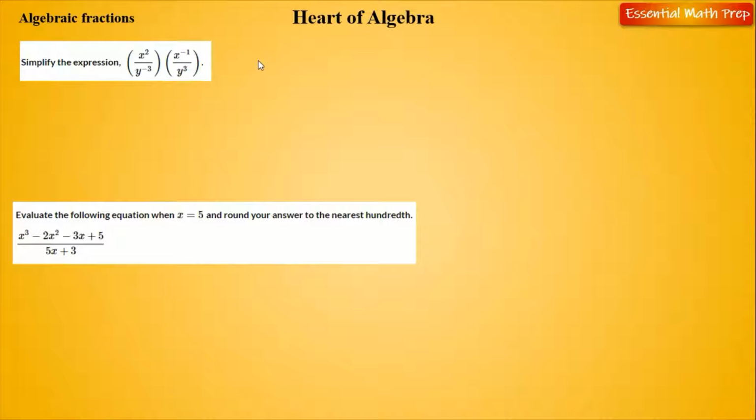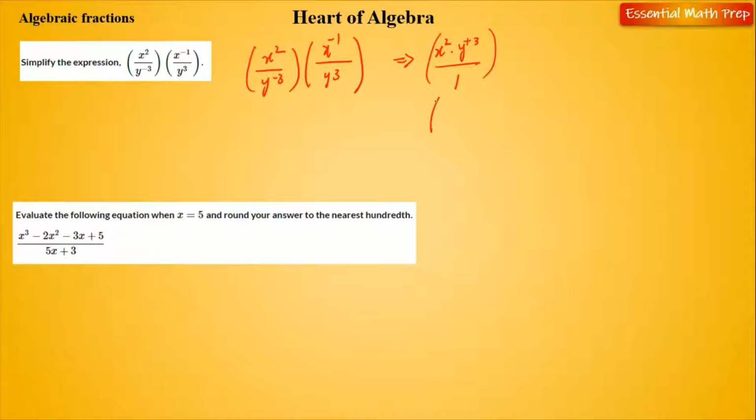So we have x squared over y raised to the power negative 3, multiplied by x raised to the power negative 1 divided by y cubed. What I was saying was, instead of having it this way, let's convert it as x squared times... When you take a negative exponent from the denominator into the numerator, it becomes positive. So y to the negative third becomes y raised to the power plus 3, okay, divided by 1, because there's nothing in the denominator now.